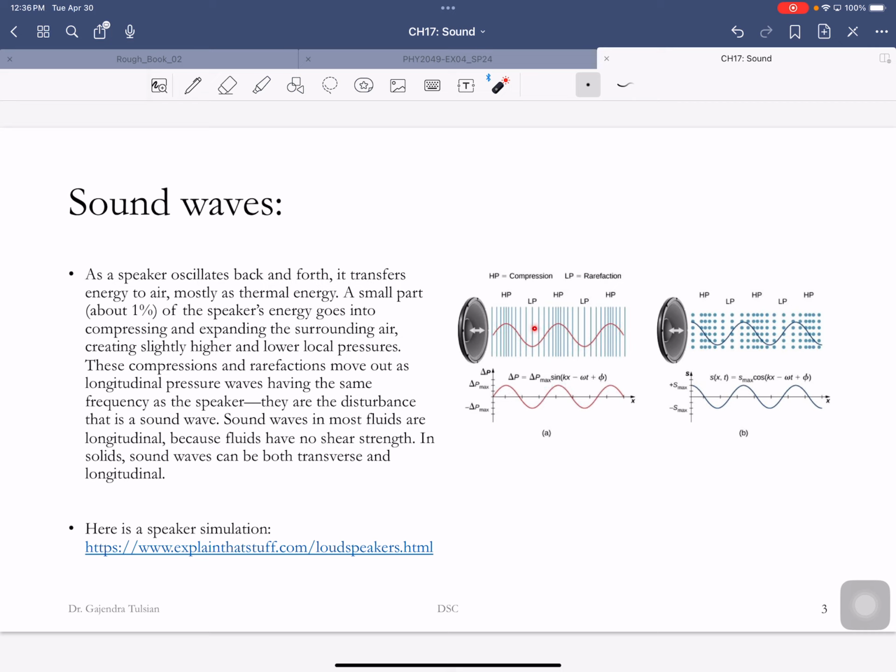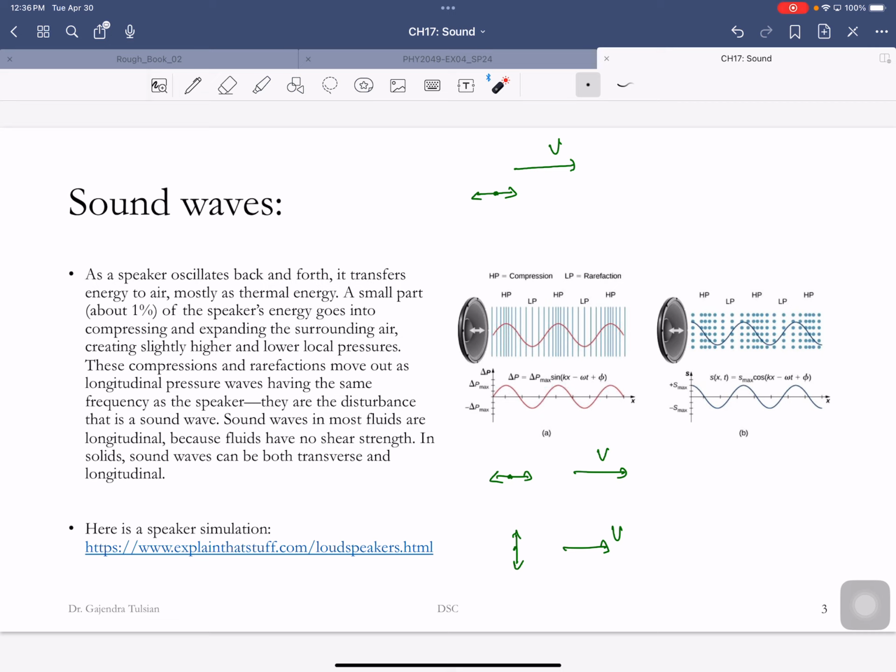What is a fluid? Liquids and gases are fluids. In a fluid, you only have longitudinal waves traveling. What are longitudinal waves? Each particle is oscillating parallel to the direction of wave travel. In a solid, you can have both longitudinal and transverse wave travel.